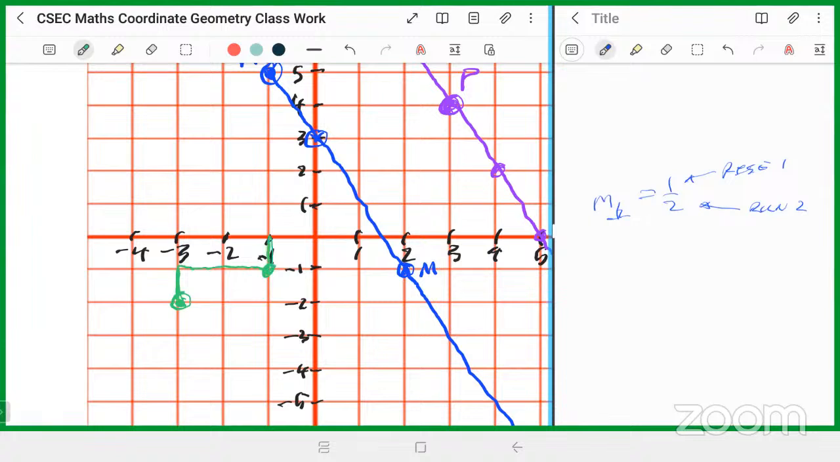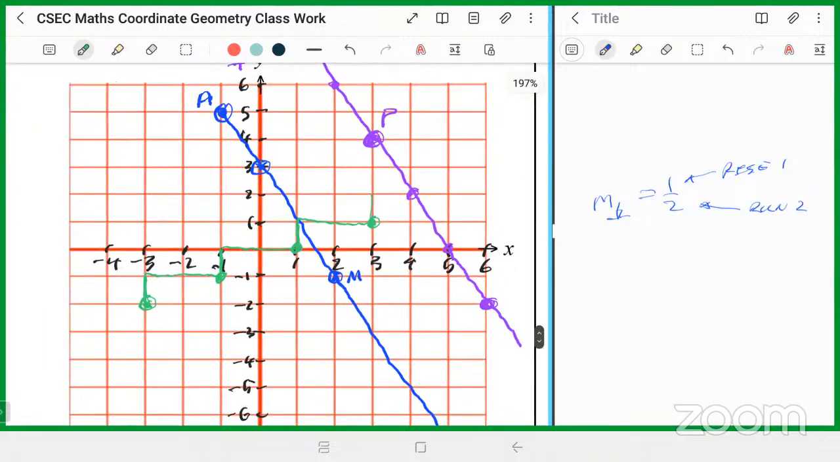We're going to rise 1 again and run 2 to here. Rise 1 again and run 2 to here. Rise 1 again and run 2 to here. So all those points are on the same perpendicular line, like that. That's a perpendicular line right there.